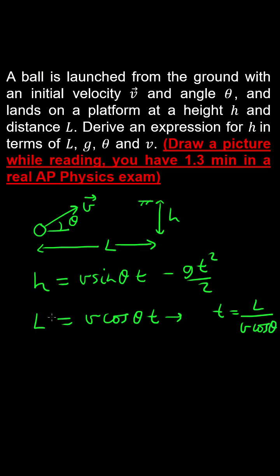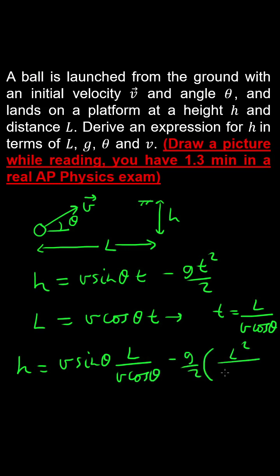And now substituting the second equation into the first, what we get is h is equal to v sine theta times l on v cosine theta minus g on 2 times l squared on v squared cosine squared theta. And doing some cancellations, and having sine theta on cosine theta is tan theta, you get your final expression.